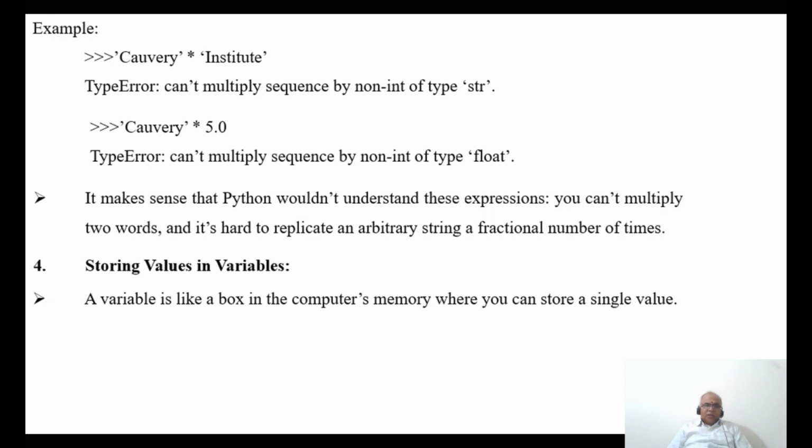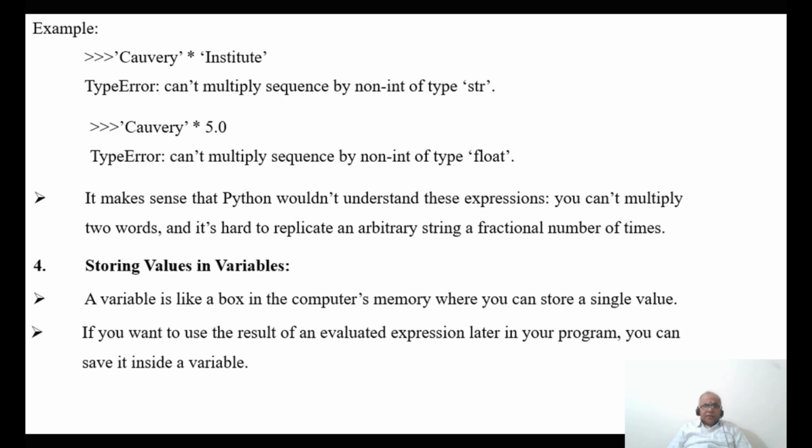A variable is the one which keeps on changing during the execution of the program, given some user input. If you want to use the result of an evaluated expression later in your program, you can save it inside a variable. So what does it mean? Suppose I say the value of x is equal to 2, then I have to store the value 2 in a variable named x.